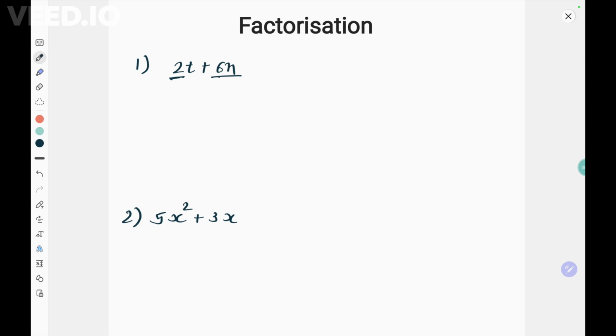Hello everyone, today's video is about factorization. In a first example we are given the two terms 2t plus 6n. From these two terms, is there any common factor?